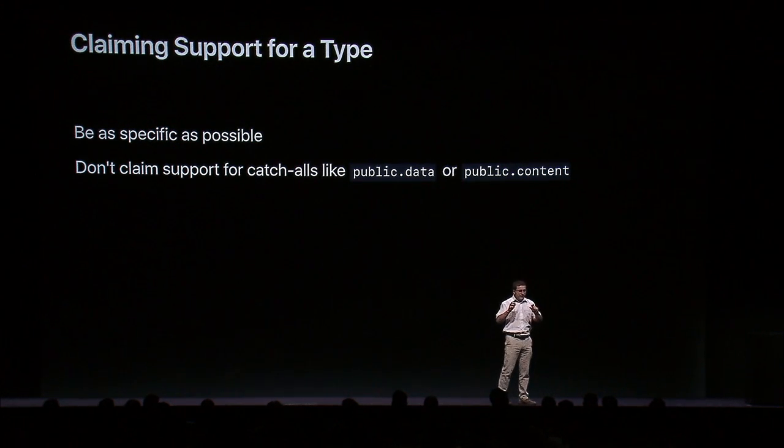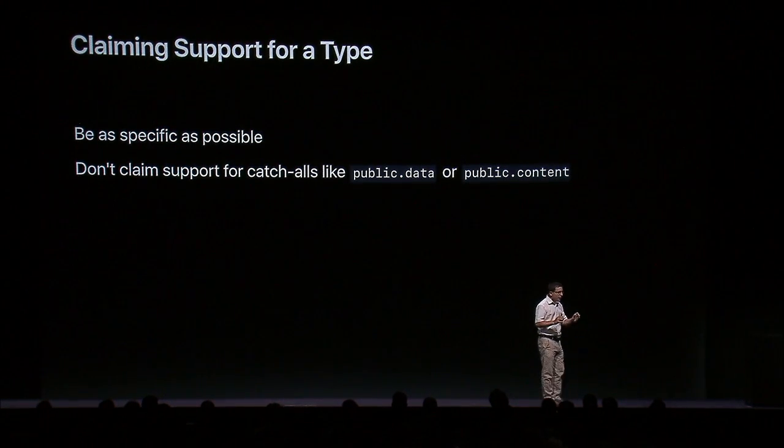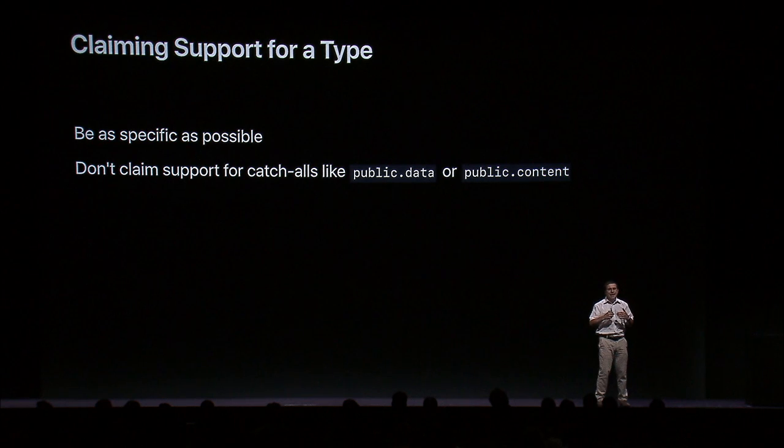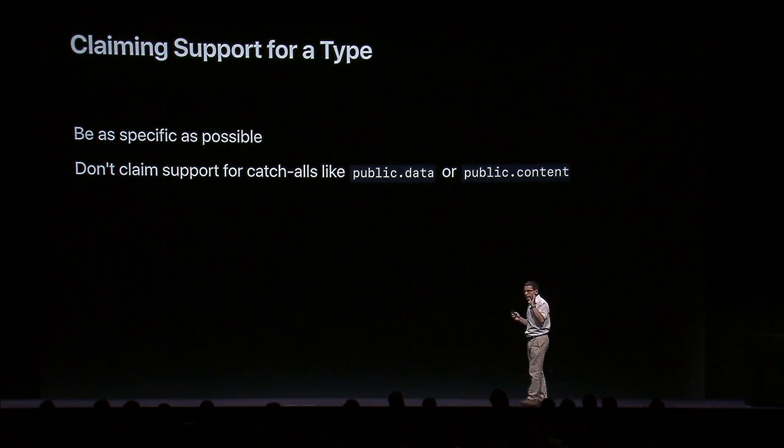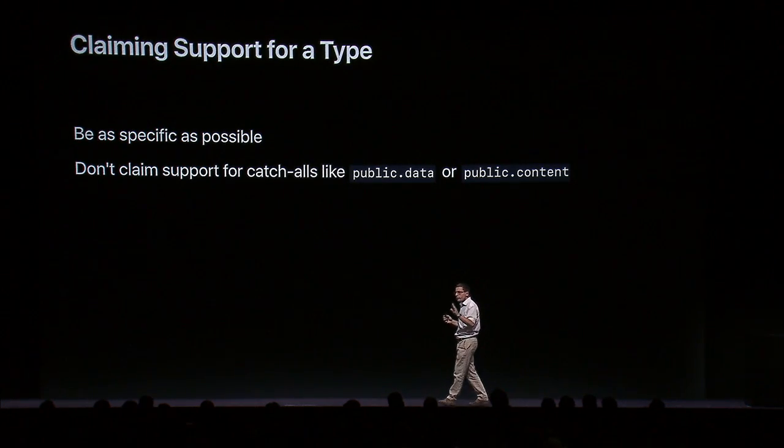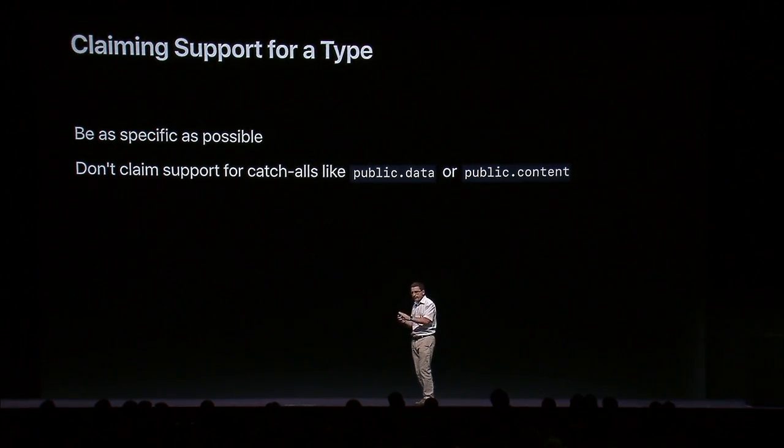When claiming support for a type, please be as specific as possible. We have just claimed support for a very specific file type, the particles file type, but you can also claim support for categories, such as any image, using public.image. This is fine, but you need to be as specific as possible to make your app show up exactly where it needs to show up. Do not claim support for wildcard types, such as public.data or public.content, because this will make your app show up in places where your customers do not expect to see it, and it will confuse them.